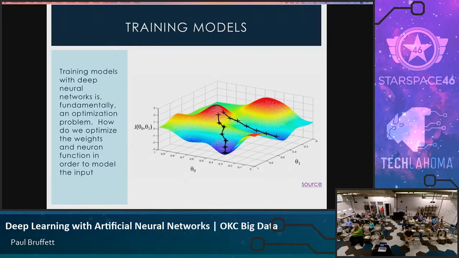Training models with deep neural networks is fundamentally an optimization problem. So I actually just talked about mean squared error. Fundamentally, what we're trying to do is take the data set and the predictor and just try to get closer, right? And so we optimize the weights and the neuron function in order to model the input. Conceptually, this is my input space, and I start, and my model is not very accurate at all, so it starts all the way up here. This is my mean squared error, and it's very large.